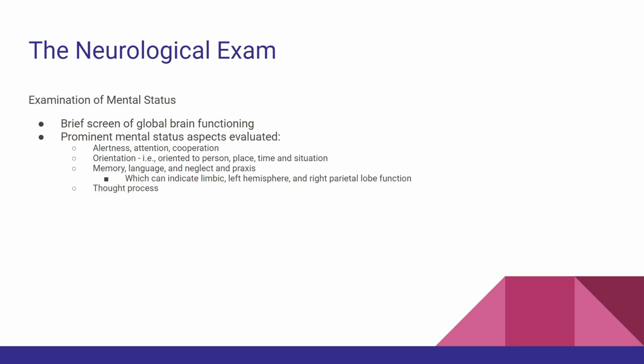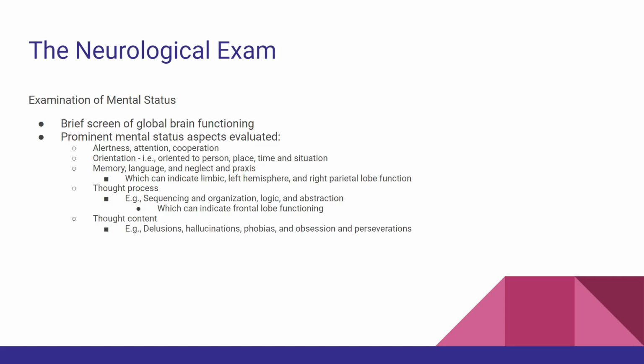You'll evaluate their thought process, whether it's sequential or organized. Is the information they're providing logical and presented in a logical fashion? Are they speaking in very concrete terms, or are they able to consider things in a more abstract way? And this can be relevant for frontal lobe functioning. What's the content of their thought? Are they presenting with delusions, hallucinations, intense phobias, obsessions, and perseverations? Perseverations being getting stuck on a thought and being unable to move past it. What's their insight into their condition, and what's their judgment like?